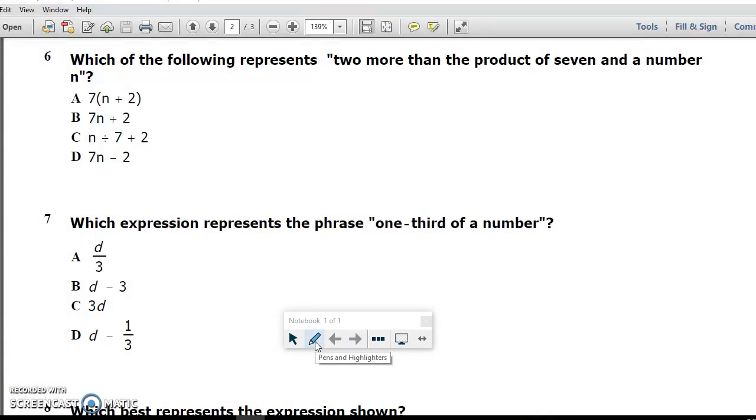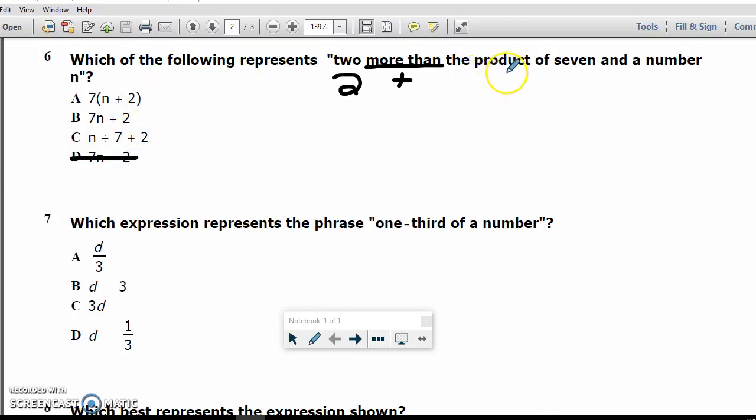Number 6 says, which of the following represents 2 more than the product of 7 and a number? So the first thing we look at, we see more than. More than means we are adding, and that's also a turnaround word. So we have 2. We can look at our answer choices and eliminate any one that we're not adding to. Well, we are not adding 2 in D, so that one can be eliminated. So we're left with 3 answer choices.